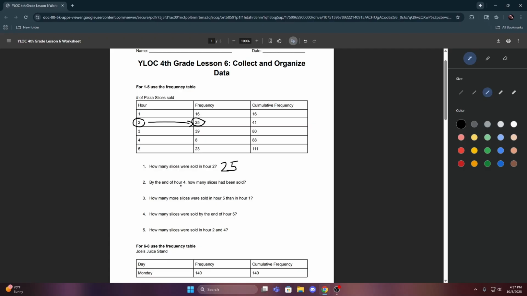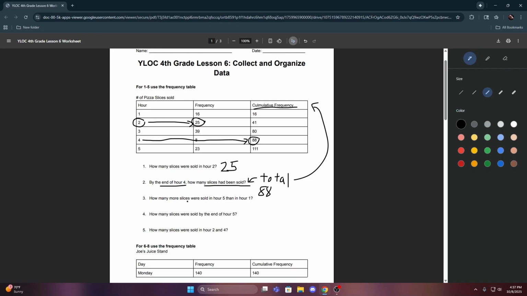Number 2, by the end of hour 4, how many slices had been sold? This is referring to the total amount of slices sold, and you would find that in the cumulative frequency. So by the end of hour 4, you want to go all the way across until you find 88. And that is your answer.